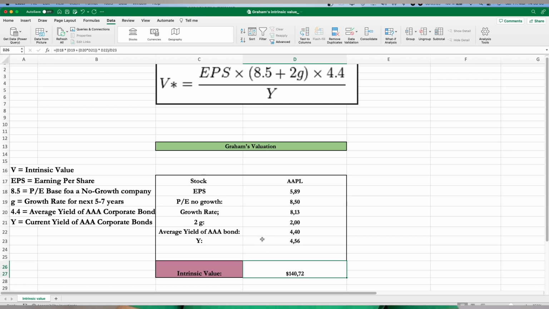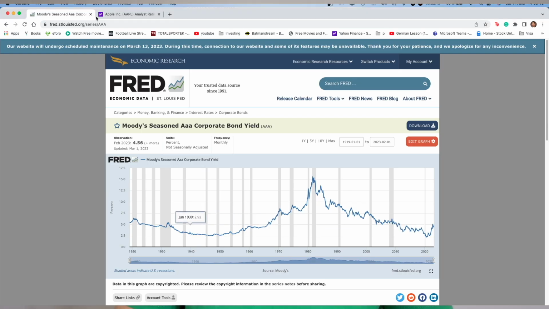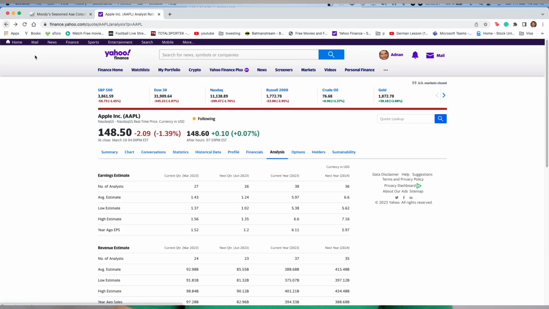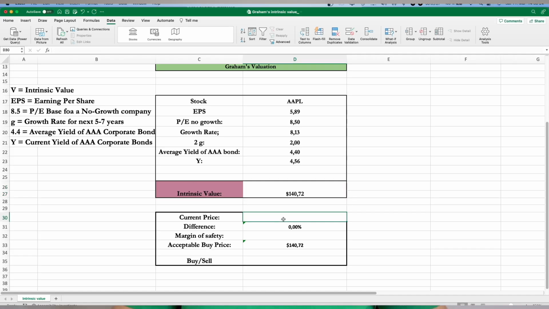And now we can check the current price in order to see if this stock is a buy or sell depending upon our situation and our margin of safety. And what we can see here is that the current price of Apple is sitting at around 148.50. So we can just enter 148.50. And if we see, the difference is around 5% from 140 to 148. And what is the margin of safety? So the margin of safety you can decide for yourself. You can either take 10% margin of safety.